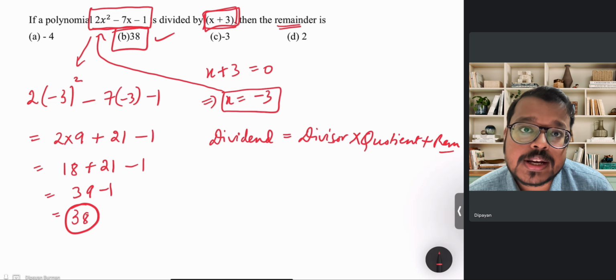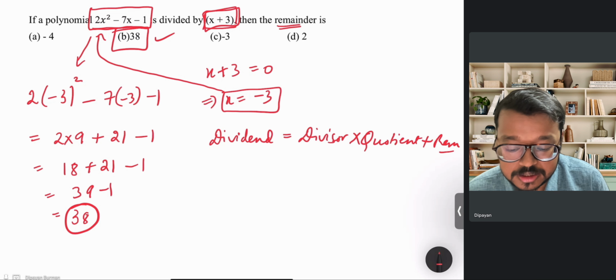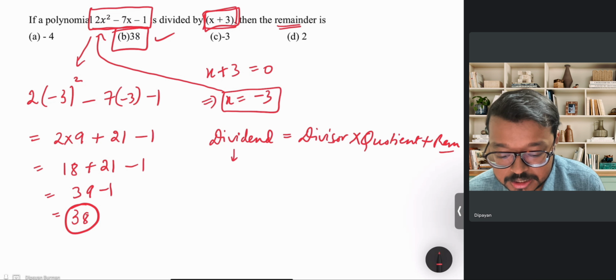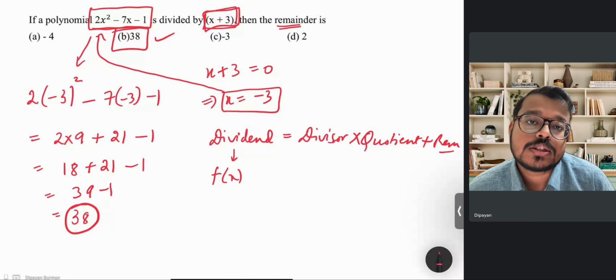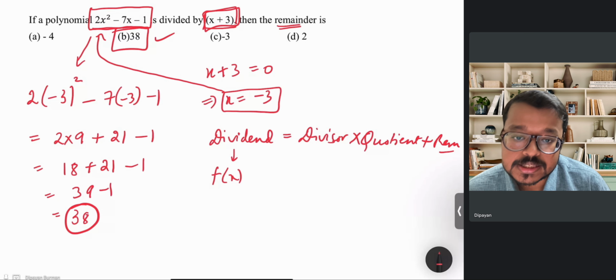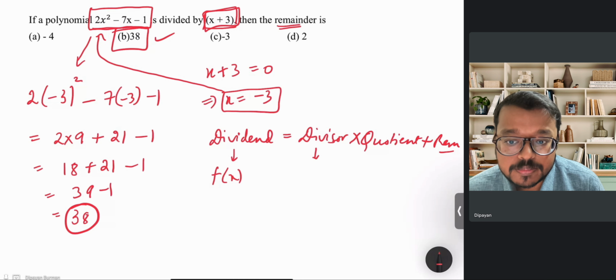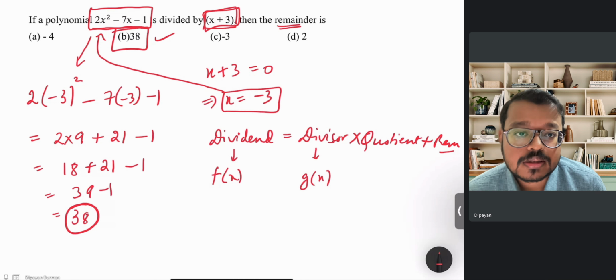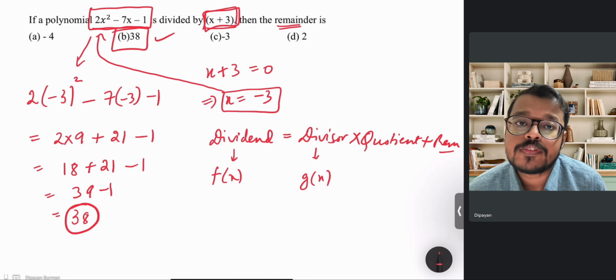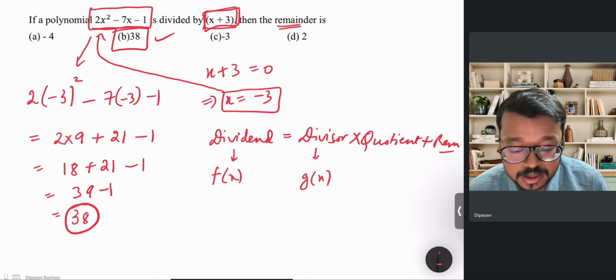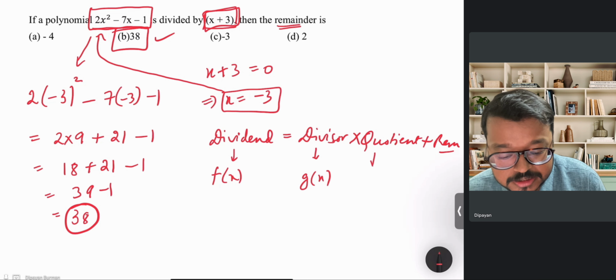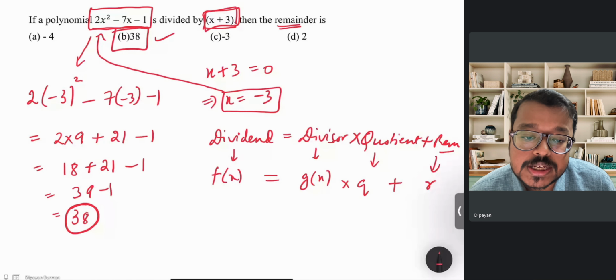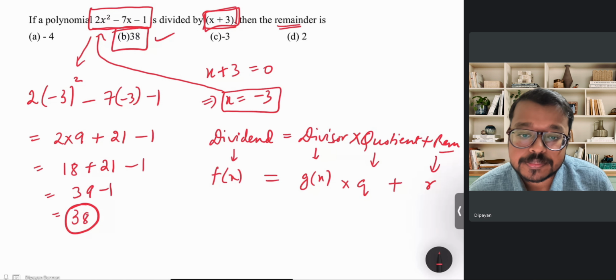So when we are dividing polynomials, let's say the dividend polynomial is f of x. This notation means there's a polynomial with variable x. And let's say the divisor is also a polynomial, which is g of x. The same variable x, but they might have different degrees. And let's say there is some quotient q and some remainder r. So I will expect that f(x) will be equal to g(x) into q plus r.